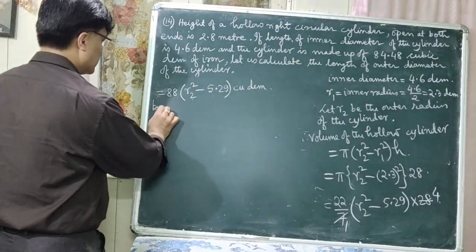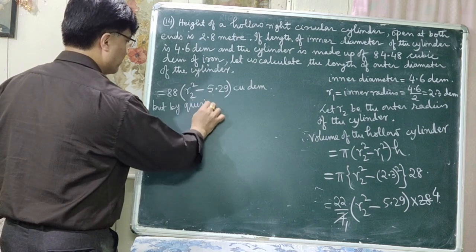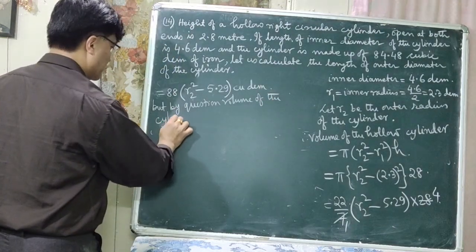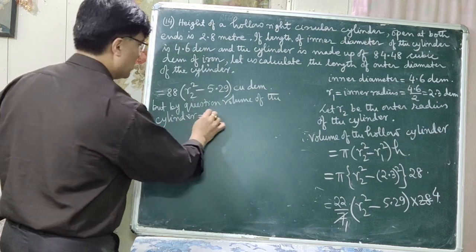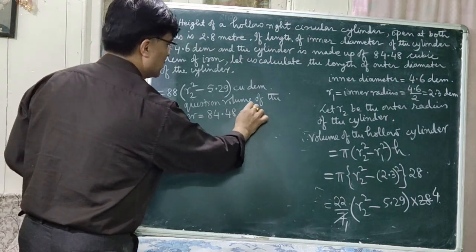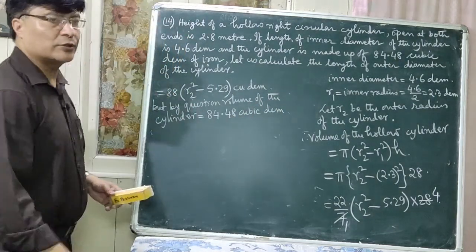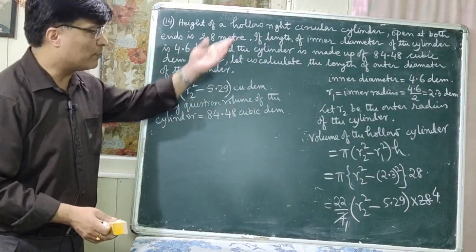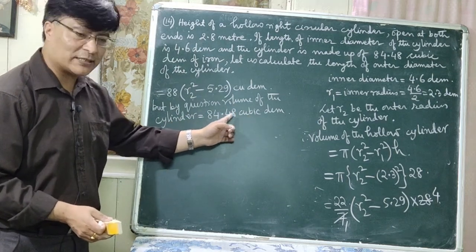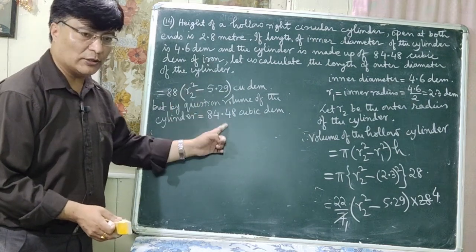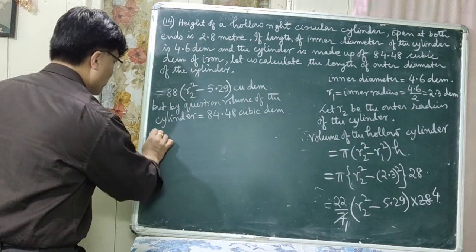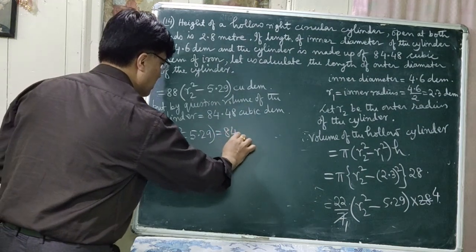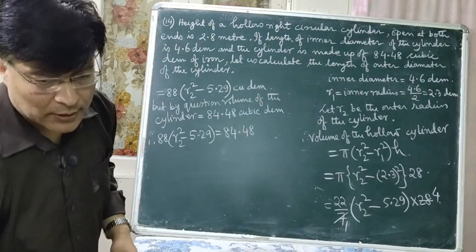Okay. But by question, volume of the cylinder is equal to 84.48 cubic decimeter. So now we calculated this, 88 into R2 square minus 5.29 cubic decimeter, but by question it is 84.48 cubic decimeter. So these two must be equal. These two must be equal, okay? So therefore 88 into R2 square minus 5.29 bracket close is equal to 84.48. So I think you have understood it.